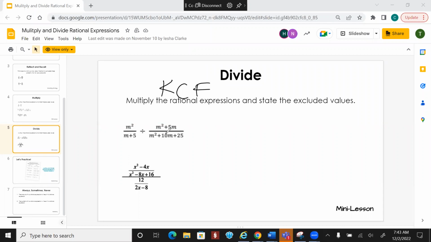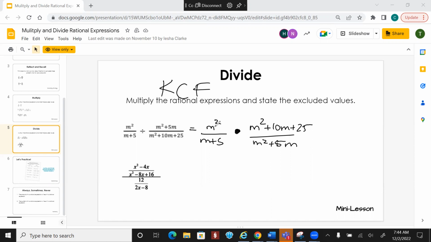So first, we're going to go ahead and do that. So we're going to say keep, change the sign to multiplication, and then flip the fraction. Okay, does everybody see where I got the keep, change, flip from? So I'm going from division to multiplication. Okay, and then I'm going to factor.